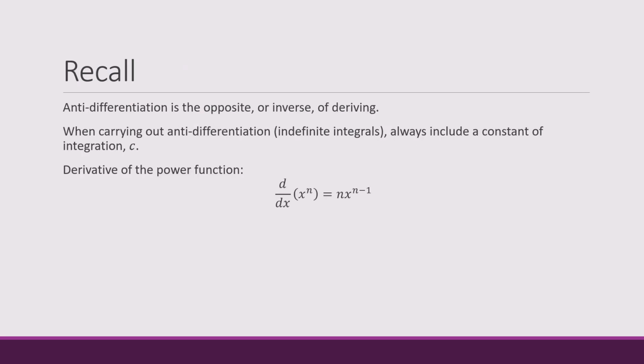Big things to remember. Anti-differentiation is the reverse or inverse of deriving. When we do carry out anti-differentiation, we also call those indefinite integrals. We always need to include a constant of integration there. Last thing to remember is our derivative of the power function. When we derive a power function, x to the n, the derivative is that power, we multiply by the old power, and then that power goes down by 1.